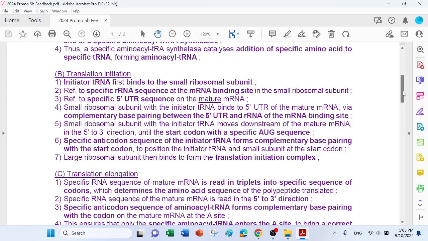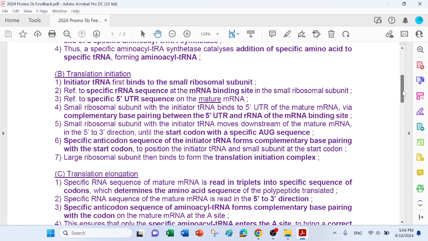Okay, so because you have the specific RNA sequence of the mRNA binding site, you also have the specific 5' UTR sequence on the mature mRNA that allows the small subunit to bind to the mature mRNA via complementary base pairing between the rRNA in the mRNA binding site and the 5' UTR sequence on the mature mRNA. So that's point 4. So you see how the specific sequences are stated and the explanation of how they are important in this binding during the initiation of translation.